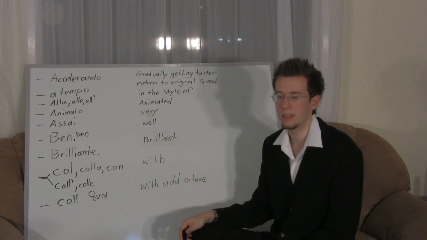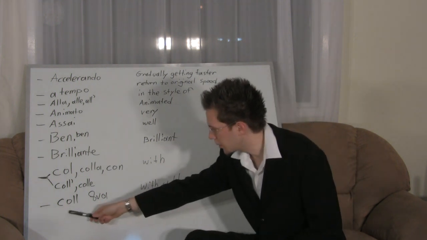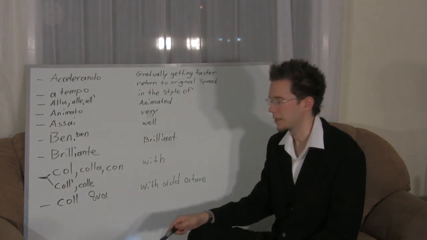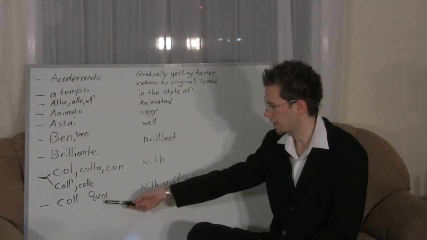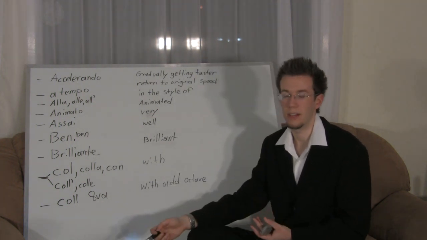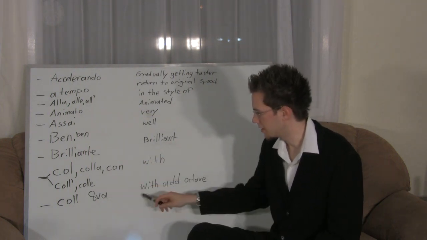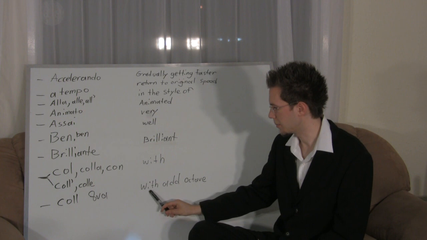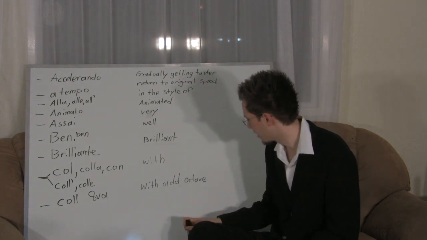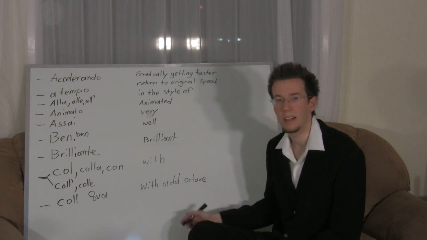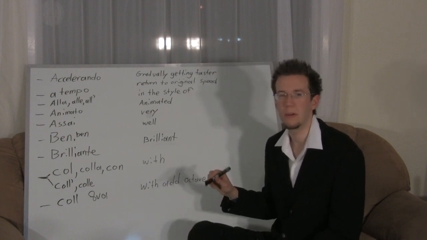Now, when you see col 8va, what that means is with an added octave. Now 8va normally means playing an octave higher than written, right? So when you combine the two, this is sort of what's implied: with added octave. Whoa. I actually didn't write added, I wrote with add octave. Okay, so just excuse that little typo there, or sharpo.